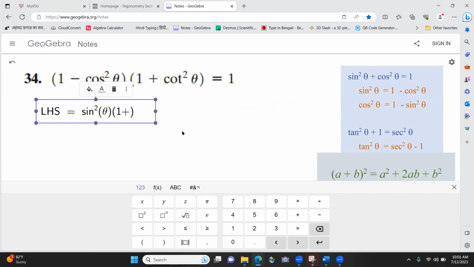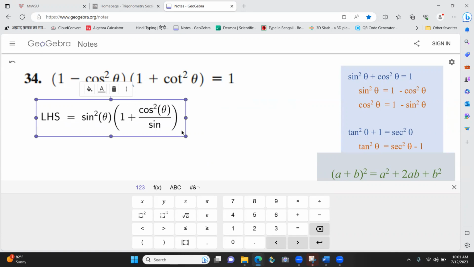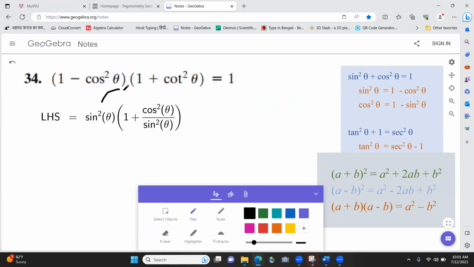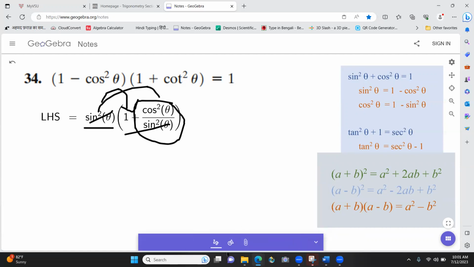Instead of cotangent square theta, I can write cosine square theta divided by sine square theta. Why? Because cotangent is cosine over sine, and I have square, I keep the square. Now, when you multiply this by 1, you're going to get sine squared theta right here. When you multiply this by this, sine squared theta and sine squared theta will cancel. That's exactly what I'm going to do.